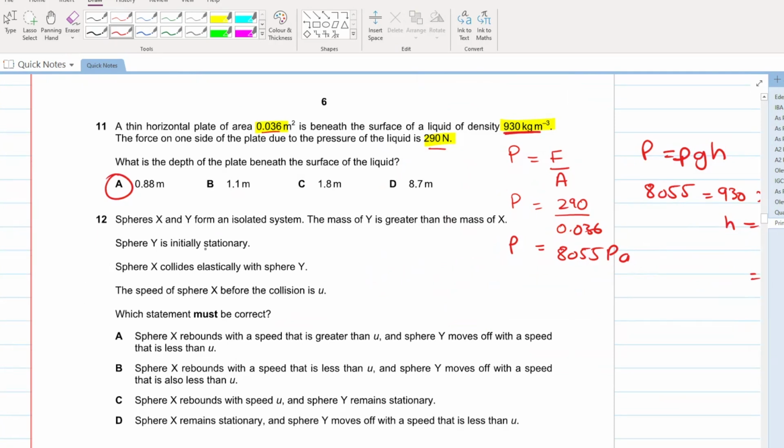Simple. Sphere x and y form an isolated system. ठीक है, sphere x and y form an isolated system. आगे पढ़ते में क्या लिखा हुआ है? Sphere x and y form an isolated system. The mass of y is greater than the mass of x.